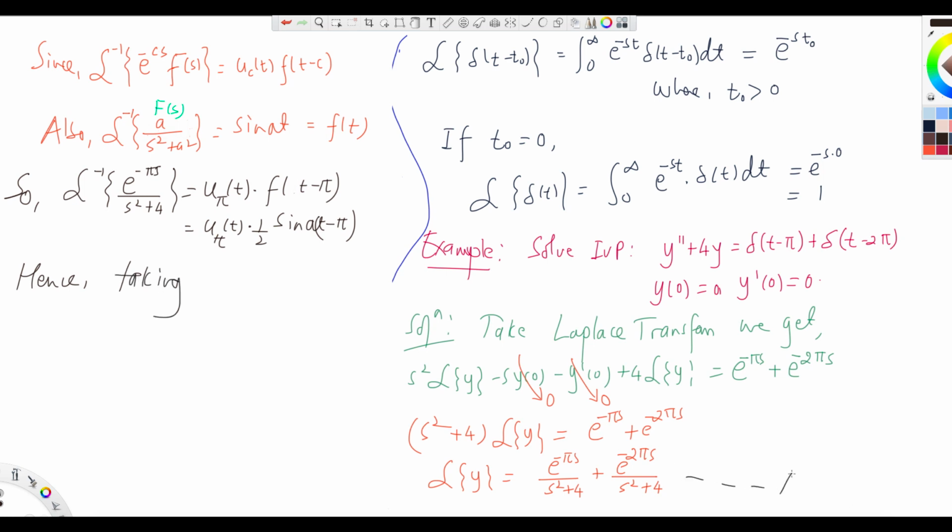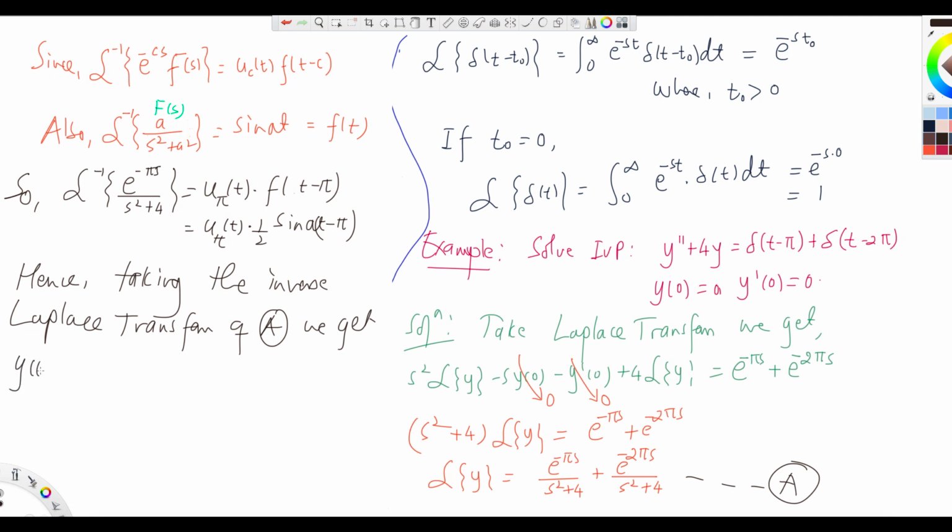Hence, the final answer, taking the inverse Laplace transform, is: you write y of t on the left side, and on the right side you will write u_pi of t times 1/2 sine 2(t minus pi), plus u_2pi of t times 1/2 sine 2(t minus 2 pi). That's what you get. That is the final answer.